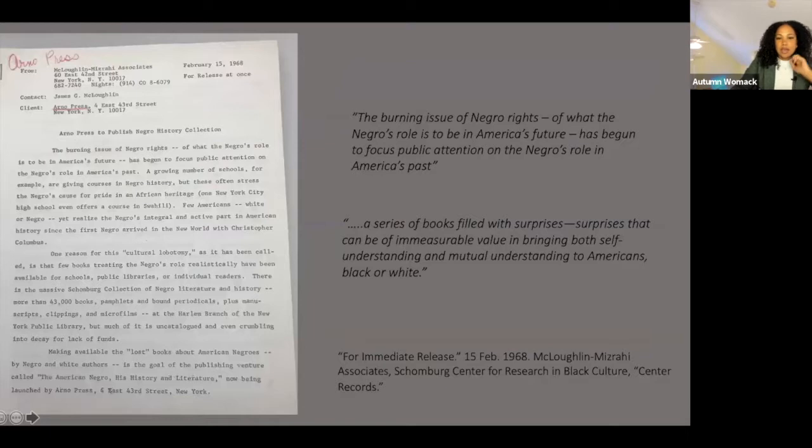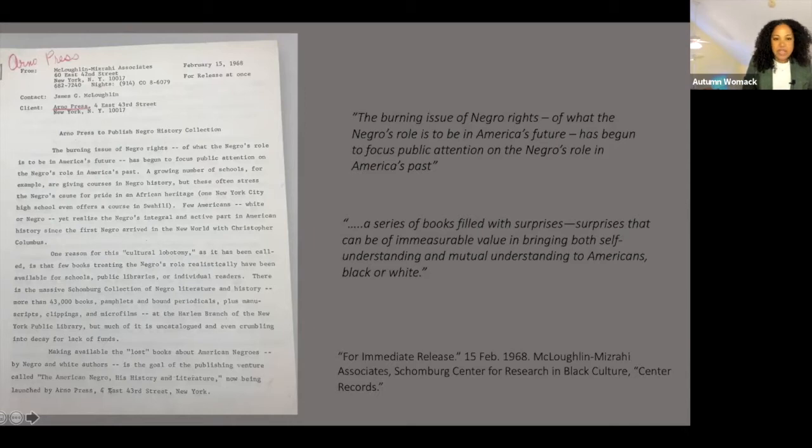Okay. So this is the original press release for this series. So on February 15th, 1968, and just to pause, part of the reason why the Arno Press endeavor has been so under-theorized is because the New York Times archives had a massive fire, and many of the records surrounding this project were destroyed. So I had to move through people's personal papers who were involved in the project to figure out what the story behind this was. So this is from the Schomburg.